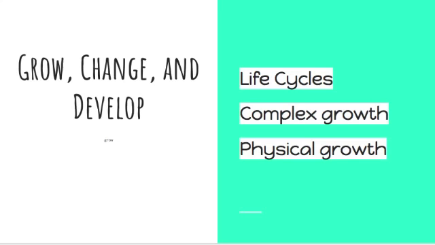Grow, change, and develop. That means they have life cycles. If you look on the bulletin boards at the back of my classroom, you'll see that there's a couple life cycle posters there. Okay, so they're born, they grow, and then they make new ones of themselves, and then they die. Okay, we have complex growth and physical growth. So humans grow taller, worms will grow longer. Plants can grow bigger each year. Their leaves get bigger and bigger. Their flowers open up.